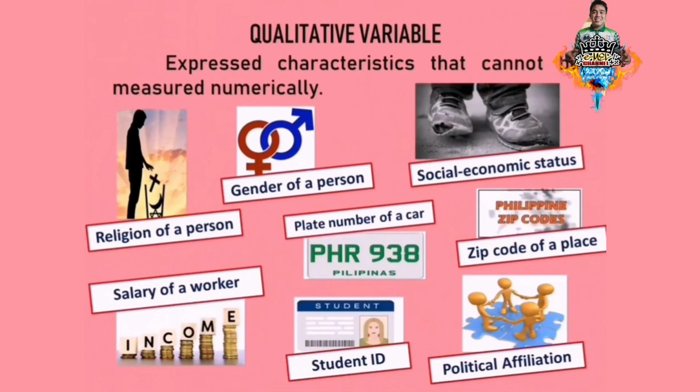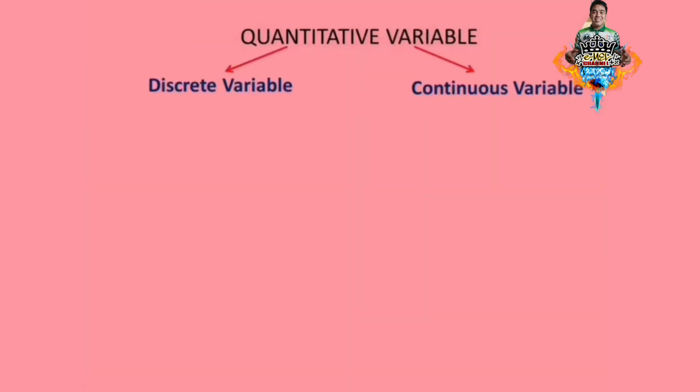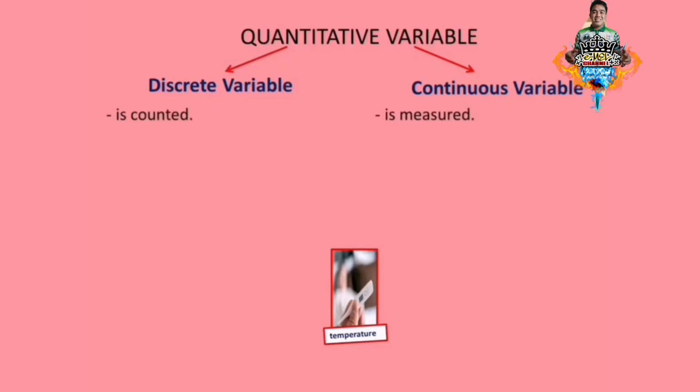So again, qualitative variables express characteristics that cannot be measured numerically, while quantitative variables are numerical and can be ordered or ranked. Let us have the classification of quantitative variables: the discrete variable and the continuous variable. Let us take this example, the body temperature of a patient. Now, discrete is counted, while continuous variable is measured. If we're talking about the number of thermometers, then we can count it. But if we want to know the temperature of a particular patient using the thermometer, then it is measured.